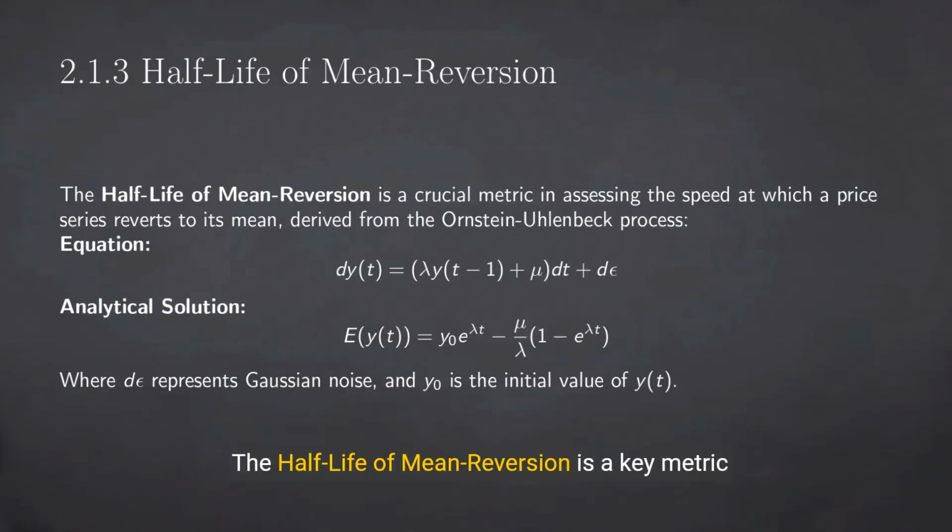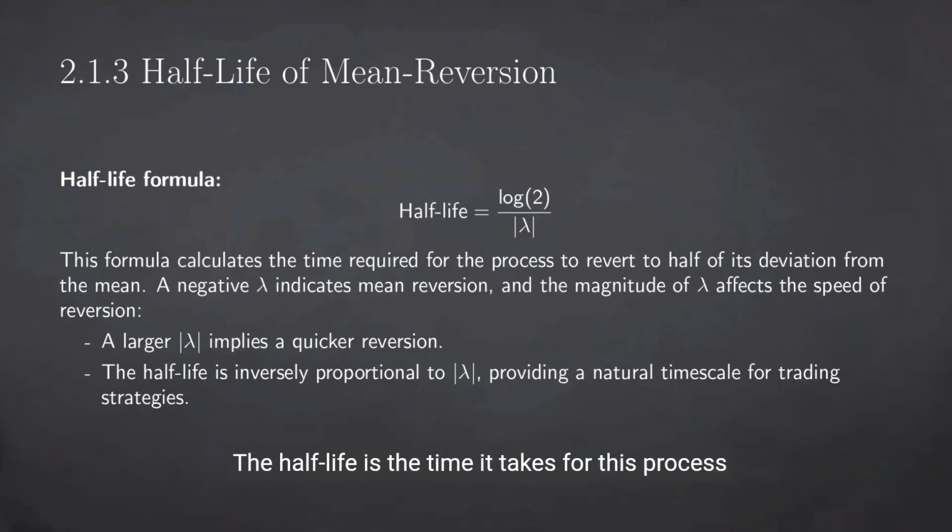The half-life of mean reversion is a key metric indicating how quickly a price series returns to its mean. From the Ornstein-Uhlenbeck process that models price changes as a function of the previous price, plus a mean level shift and noise, the expected value of the series at any time t can be described as starting from an initial value and decaying exponentially towards a long-term mean, adjusted for any trend. The half-life is the time it takes for this process to halve any deviation from its long-term mean. It's calculated simply as the natural logarithm of 2 divided by the absolute value of the decay rate, lambda.